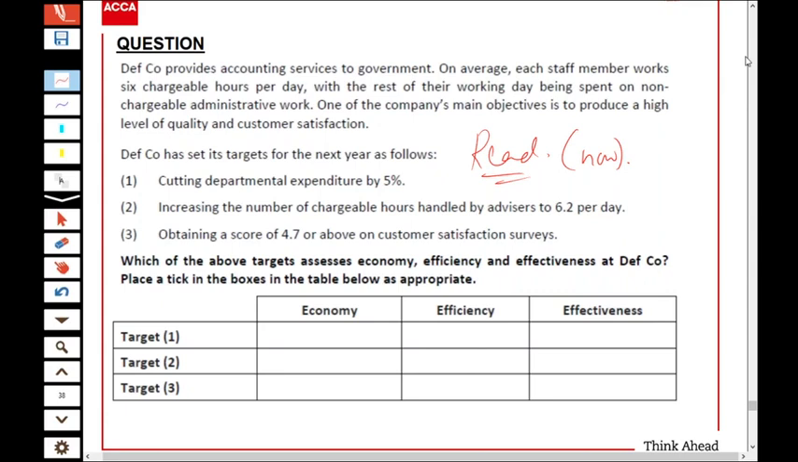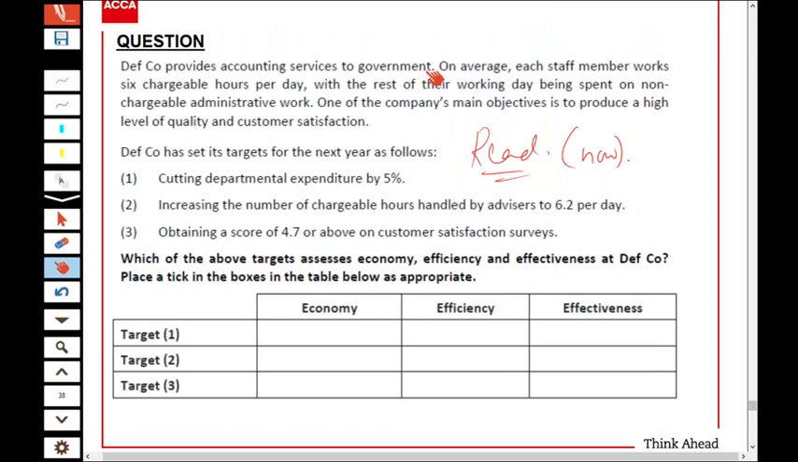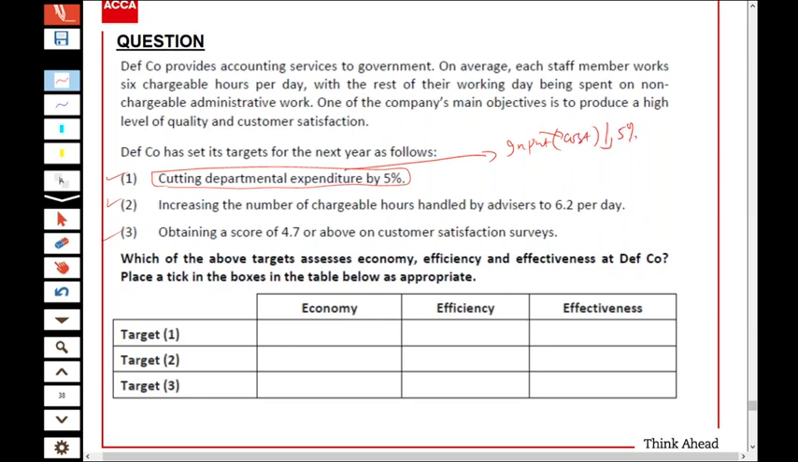Okay, students. Now I'm going to read this question and mark on the things. That company provides accounting services to the government. On average, each staff member works 6 chargeable hours per day, with the rest of their working day spent on non-chargeable administrative time. I'm now reading these three requirements, three statements. Number one, cutting the departmental expenditure by 5%. Cutting the departmental expense means your input cost is reduced by 5%. That comes under economy. Target number one is economy.